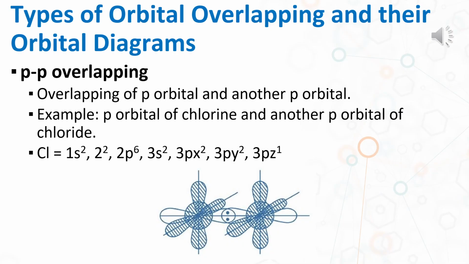Another type of orbital overlapping is the p overlapping. This overlapping happens when two p orbitals overlap with each other. For example, the bond between two chlorine atoms: Cl bonded with Cl is formed by a p overlap.